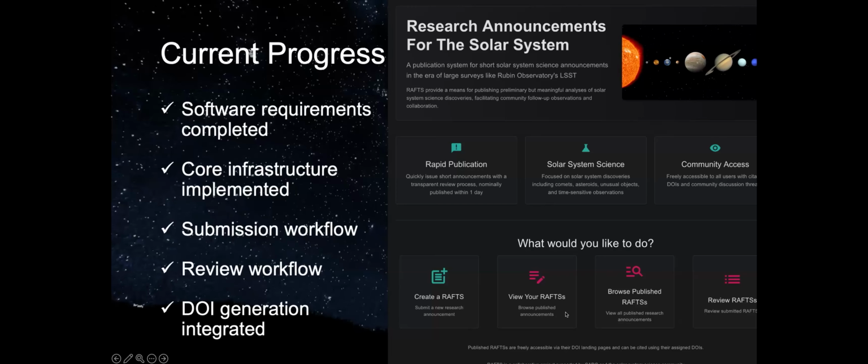This is a screenshot of just the landing page of this announcement system, with a quick summary for if someone goes on this page for the first time to make sure they know what they're doing, with the ability to create an announcement, view their in-progress or published drafts, browse the general published ones, and if someone has reviewer permissions, to go in and have a look at those that need review.